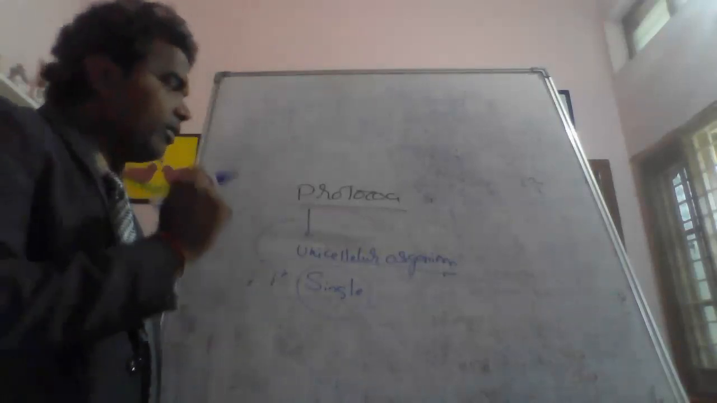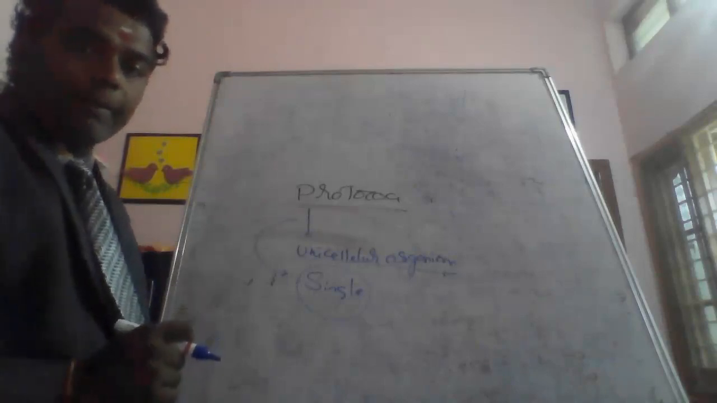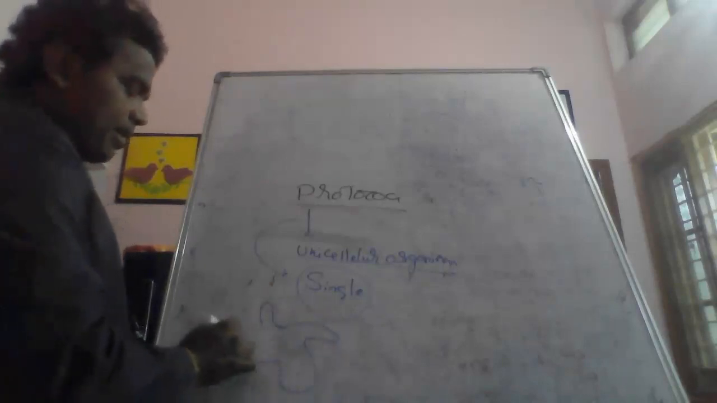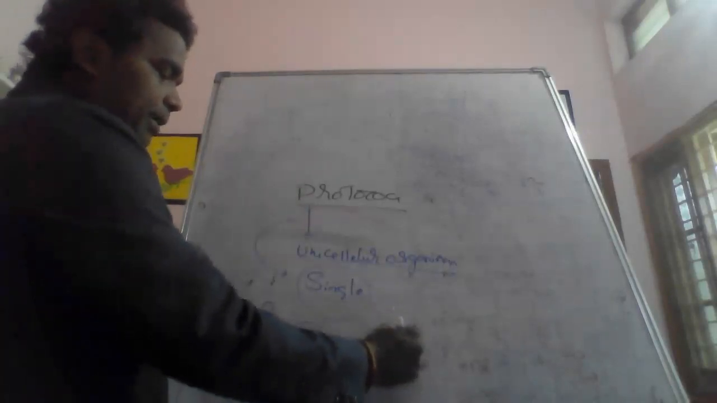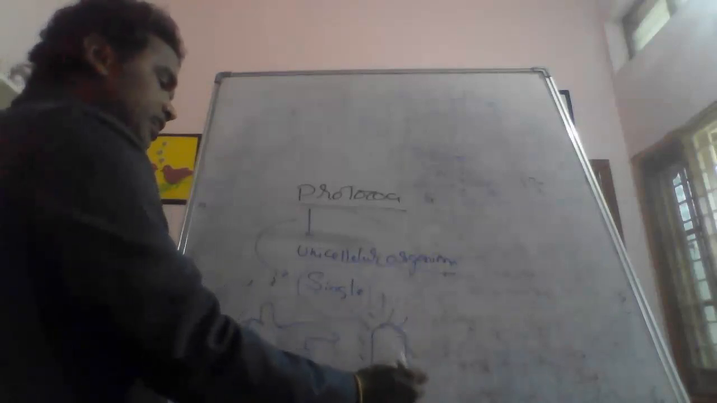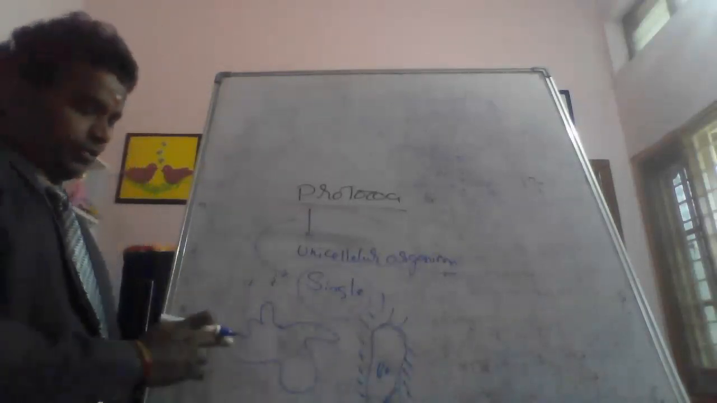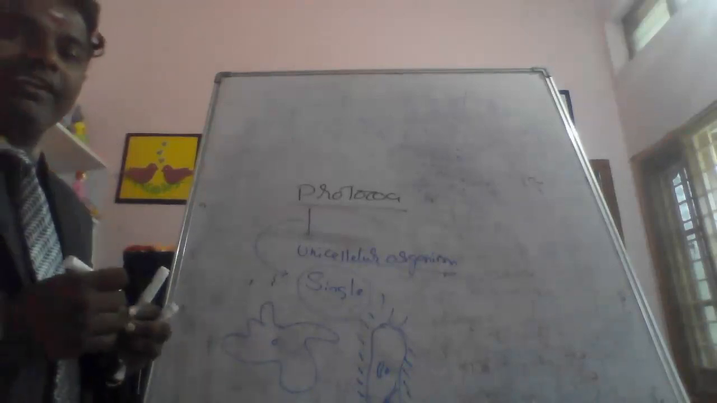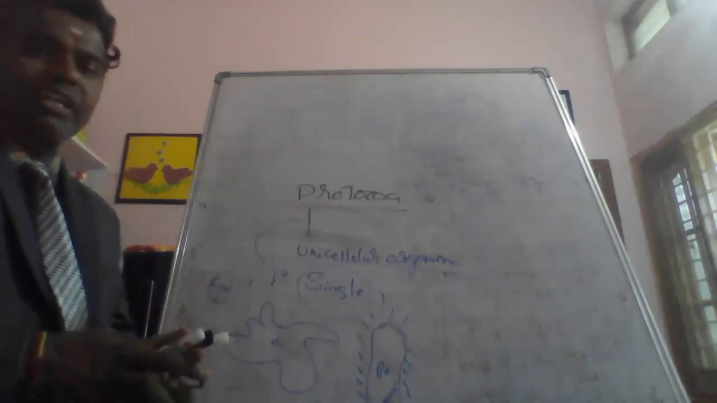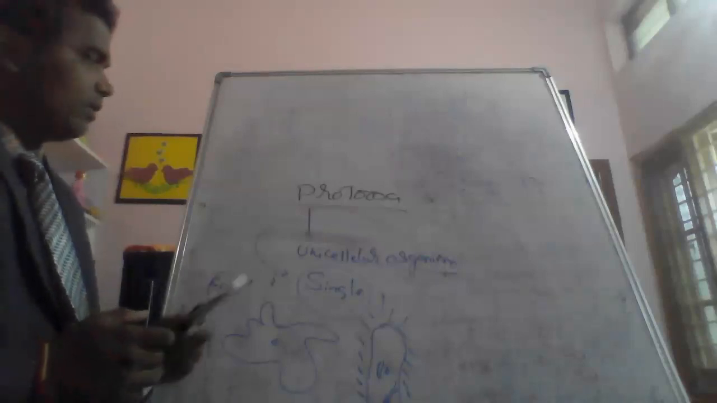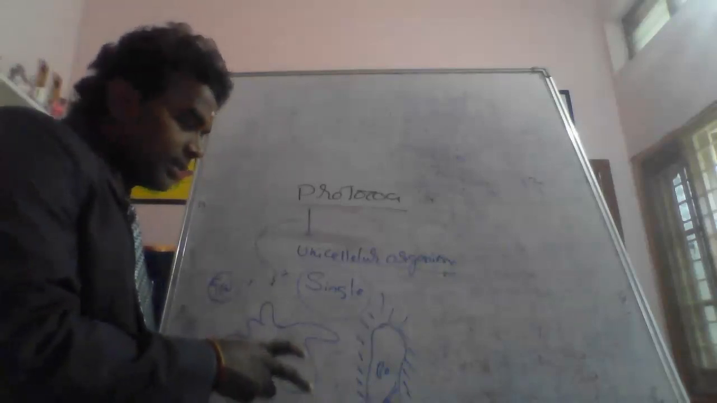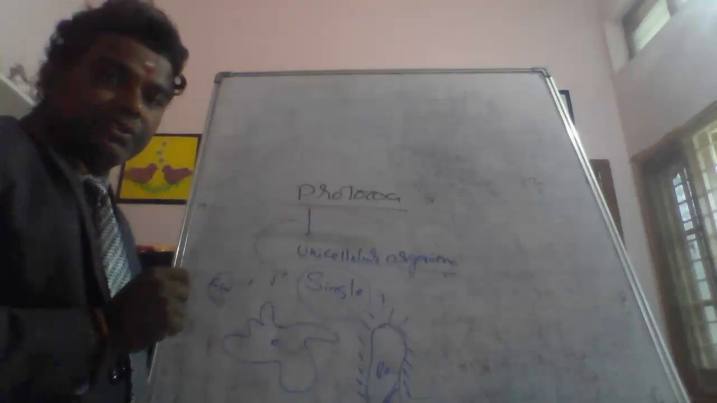But how do these protozoans respire? Very important thing. For example, we should take amoeba or paramecium. Which type of respiration is there in these animals? Amoeba and paramecium are freshwater animals, single-celled organisms. So how does respiration take place in amoeba and paramecium?